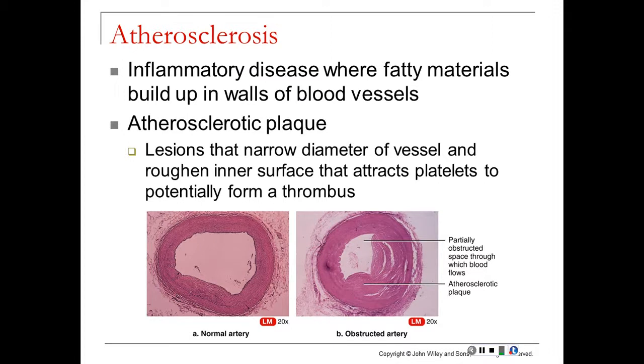Atherosclerosis is an inflammation disease where the fatty materials build up on the walls of our blood vessels. Something called an atherosclerotic plaque, that's a hard word to say, builds up within the blood vessels. And as that plaque builds up, it's going to narrow the diameter of the vessel. And with a narrower diameter or narrower lumen of the vessel, that's going to increase blood pressure within the vessel. Increased blood pressure in the vessel, you're going to get increased resistance, so it's going to be harder for that blood to flow through that area.